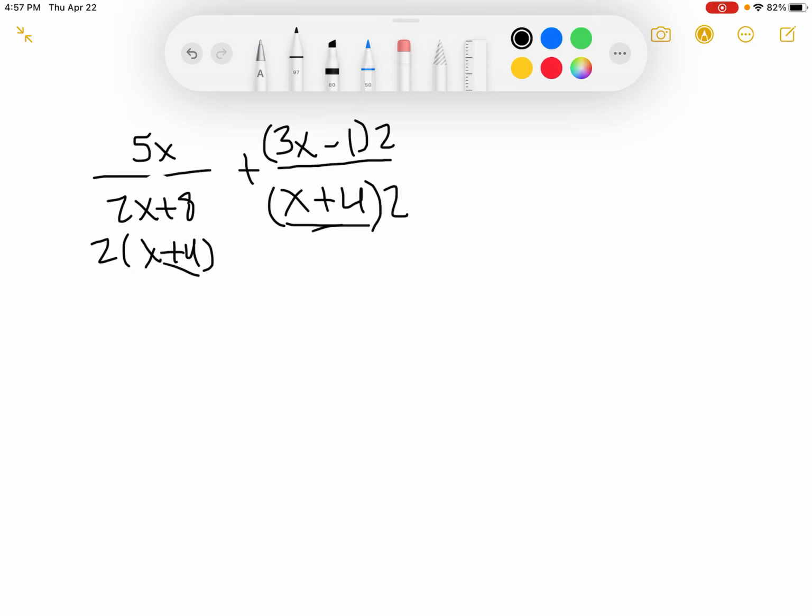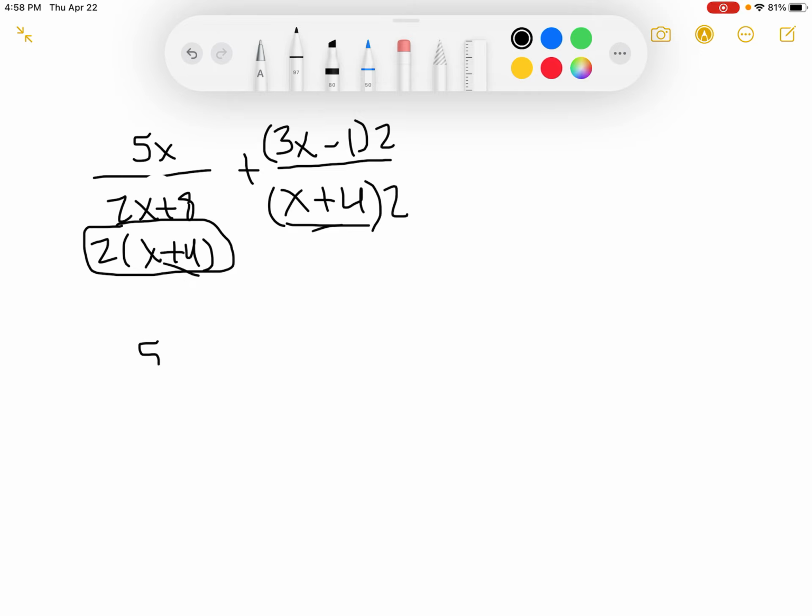So you basically need to factor if you can. Pretty much if your teacher gives you the problem, it should factor so that you would see that they're the same like this. So don't worry about that. Now we have a common denominator of 2 times x plus 4.